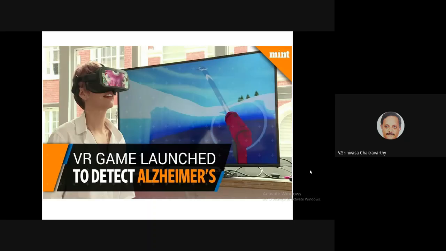Another example is using virtual reality-based gaming to detect Alzheimer's, early detection, and not only for the detection or diagnosis. Can you use such gaming as a means of therapy to slow down the disease progression? So that's also another angle to this. And here also, when the subject or the patient plays the game, you can get some numbers out of it, get some biomarkers, and then maybe determine the stage of the patient and things like that.